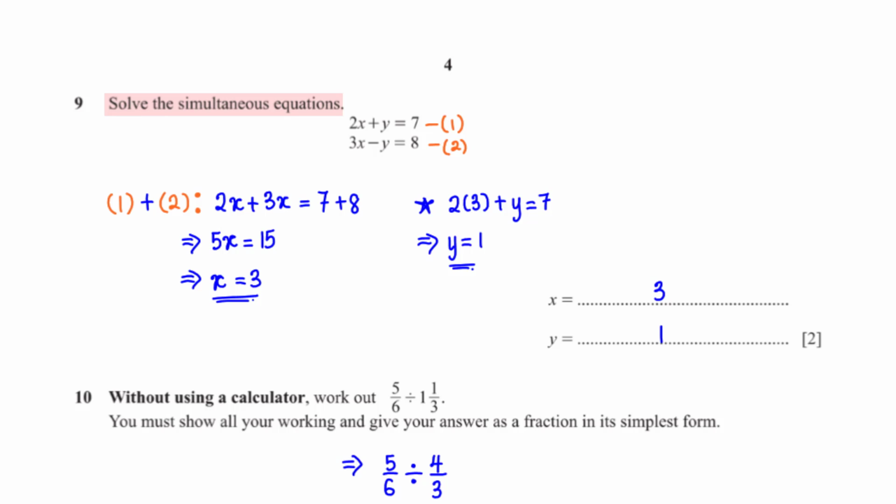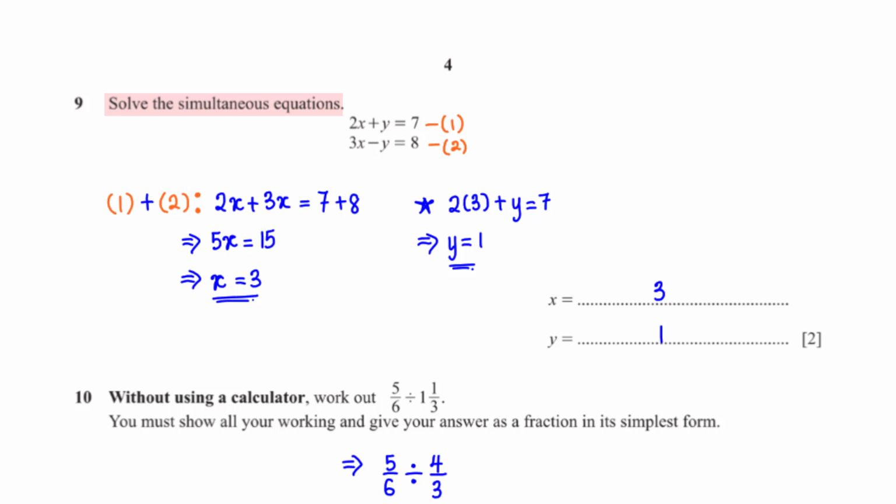Solve the simultaneous equations. 2x plus y equals 7. 3x minus y equals 8. We have plus y in equation 1 and we have minus y in equation 2. And so we can easily eliminate the variable y by adding equation 1 to equation 2. This gives us 2x plus 3x equals 7 plus 8. 2x plus 3x is 5x and 7 plus 8 is 15. When we divide both sides of the equation by 5, we get x equals 3.